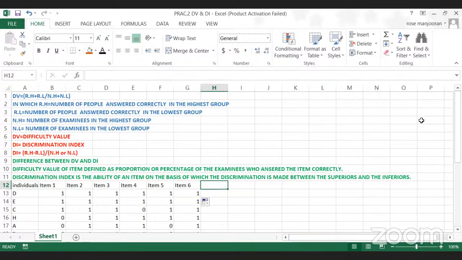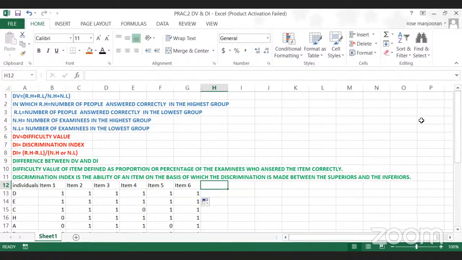Yeah, sure. So I think you got the difference between DV and DI. DV means it is the percentage of examinees who answered the items correctly. Then discrimination index means we are discriminating between the superiors and inferiors. Here the discrimination is made based on this.